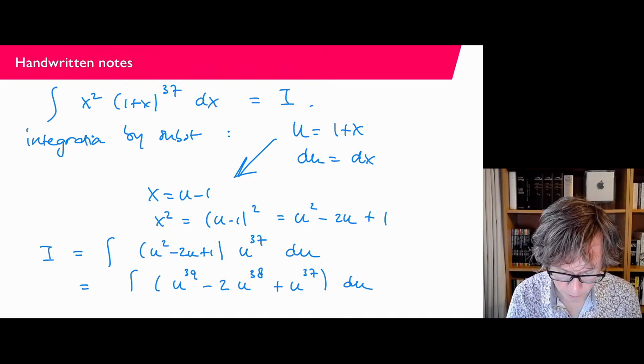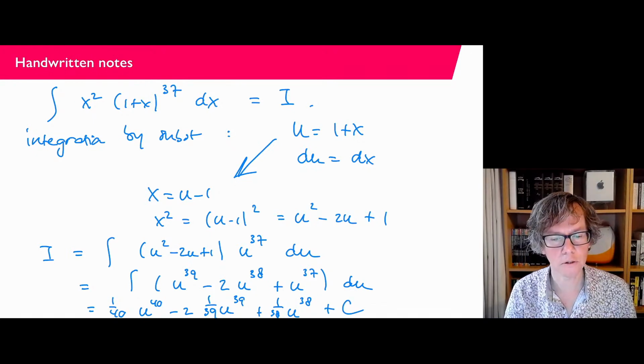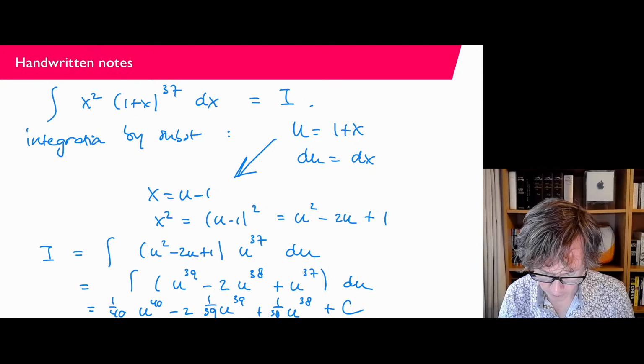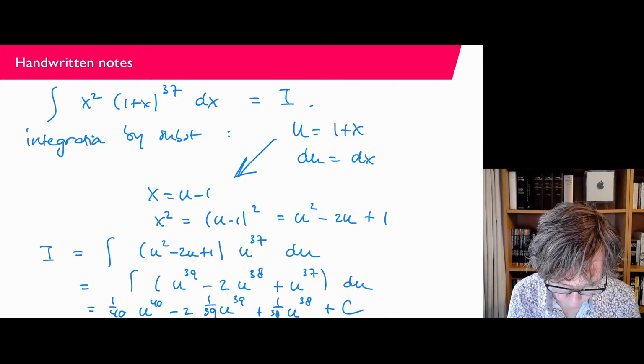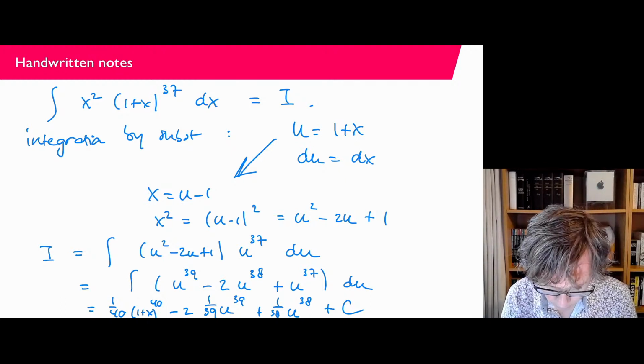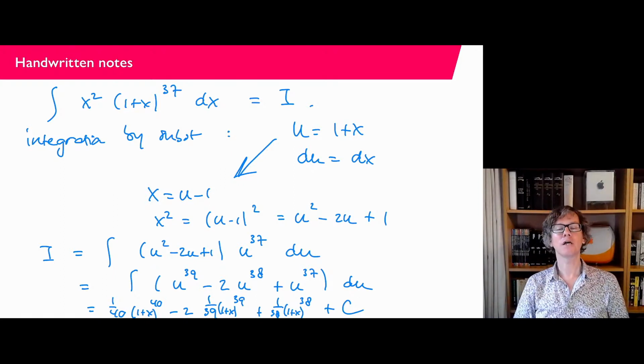And of course we can readily integrate this. So this is 1 over 40 u to the power 40, minus 2 times u to the power 39, 1 over 39, and then finally plus u to the power 38, 1 over 38, plus some constant. And then finally you can replace u by its definition. So u equals 1 plus x. I'm going to do that the lazy way. I'm going to replace u by 1 plus x, replace this u by 1 plus x, and finally the last one, I'm going to replace u by 1 plus x. And that is the answer to this integral.